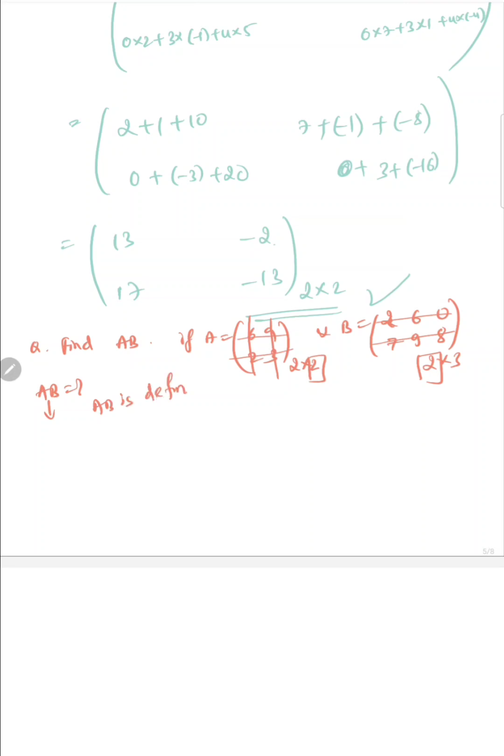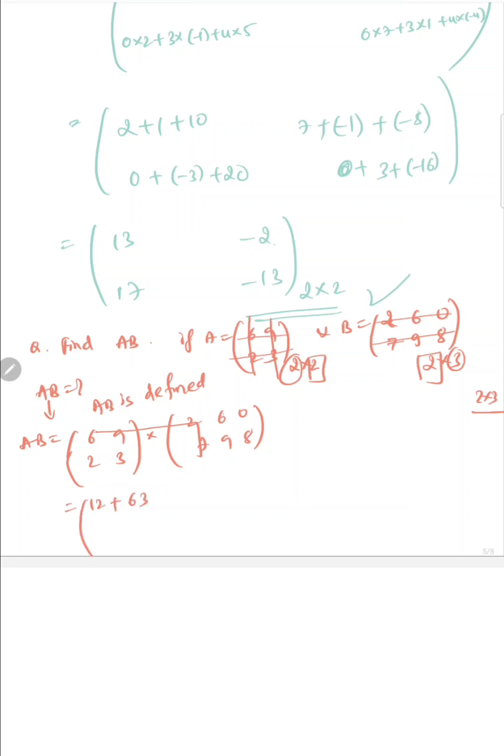Just we have to multiply. The order of A into B is 2 by 3. So this is 6, 9, 2, 3 multiplied with 2, 6, 0, 7, 9, 8. As I said, multiplying first row with first column: 6 into 2 is 12, 9 into 7 is 63. And multiplying first row with second column: 6 into 6 is 36, 9 into 9 is 81. Multiplying first row with third column: 6 into 0 is 0, 9 into 8 is 72.